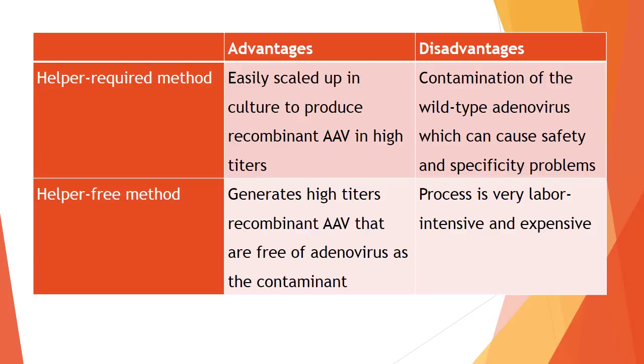In terms of the helper-required method, this method can be easily scaled up in culture so that a large amount of recombinant adeno-associated virus can be produced. However, contamination with wild-type adenovirus can happen, which can cause safety problems. For the helper-free method, of course, a high concentration of recombinant adeno-associated virus that is free of adenovirus can be synthesized, but the process to produce this recombinant virus is very labor-intensive and expensive.